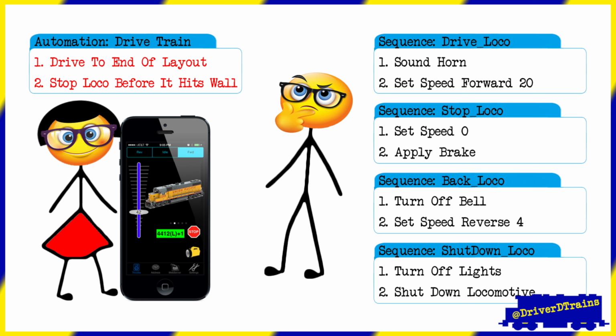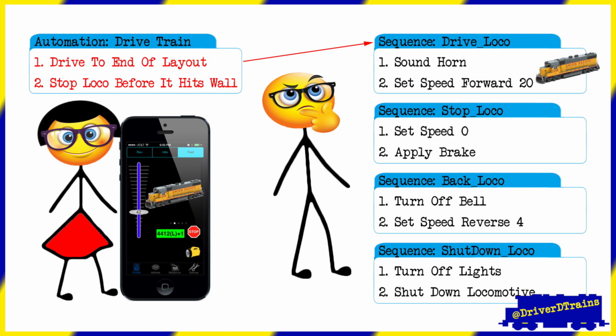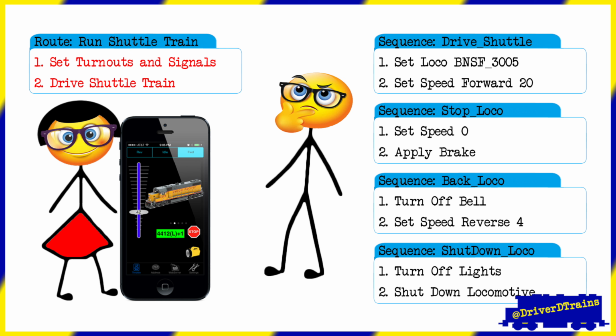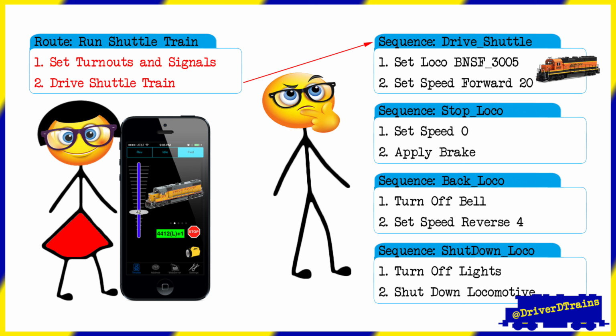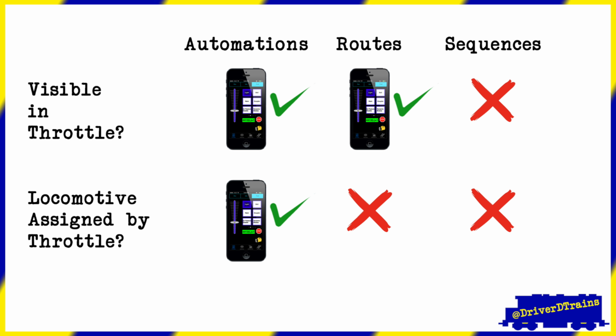The difference between automations and routes is that when we trigger an automation from our throttle, EX-Rail automatically assigns the locomotive that is active in the throttle to the automation. Conversely, EX-Rail does not assign a locomotive to a route. We can still use routes to control locomotives, but the locomotive will not be assigned from the throttle. Otherwise, sequences, routes, and automations are all the same.